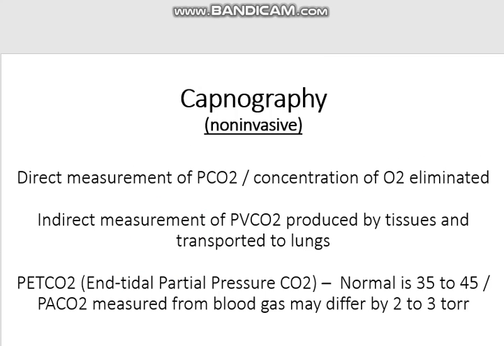A capnography, which is non-invasive, is a direct measurement of PCO2 and/or the concentration of CO2 eliminated. It is also an indirect measurement of PvCO2 produced by the tissues and transported to the lungs. The PETCO2, or end tidal partial pressure of CO2, has a normal range of 35 to 45, and the PaCO2, which is measured from a blood gas, may differ by 2 to 3 torr.